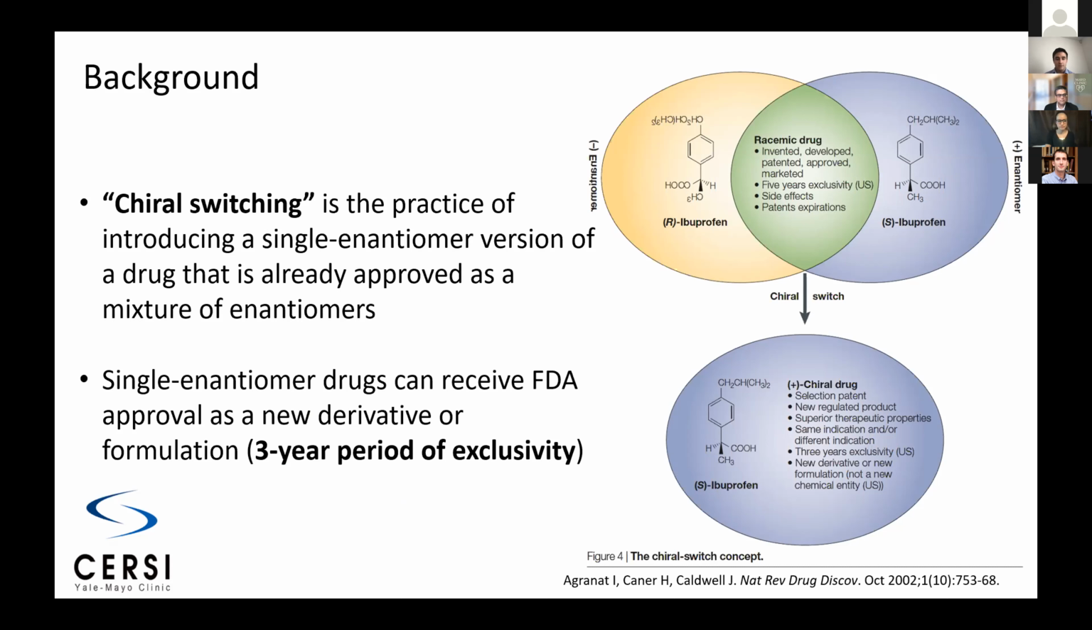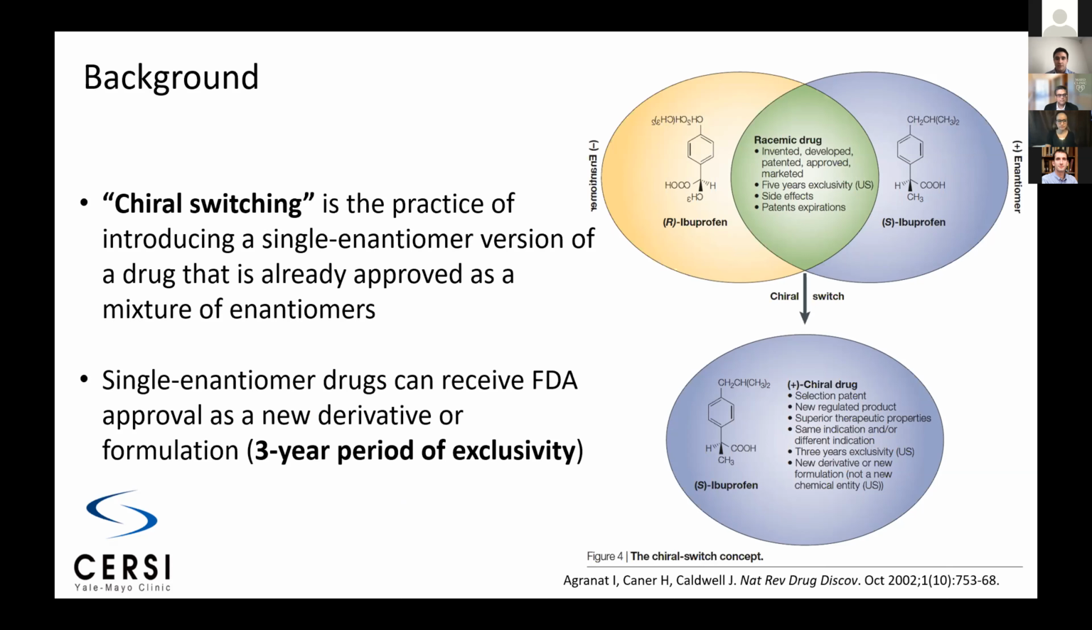Drug manufacturers can receive a new drug approval for these single enantiomer drugs based on a racemic drug, and these are defined as a derivative or new formulation of an existing chemical entity, which would qualify for a 3-year period of market exclusivity, separate from the market exclusivity for the original racemic drug. So manufacturers can benefit from existing safety data from the racemic drug, but are not required to conduct any clinical trials directly comparing the new single enantiomer drug to the existing racemic drug, either before or after approval.